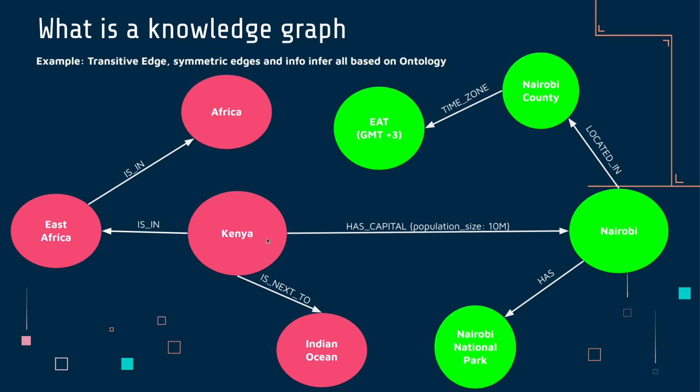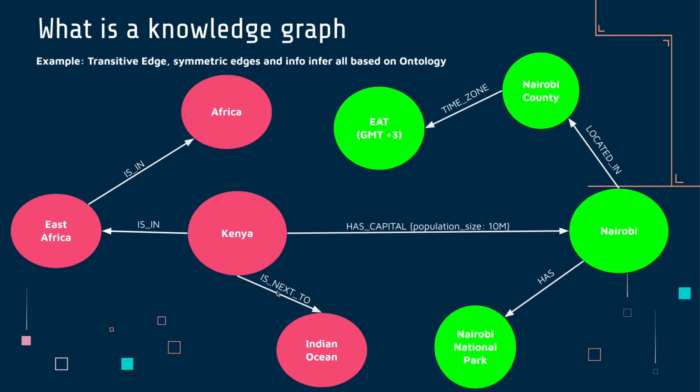Okay, now let's go right here. We also have symmetric edges. Let's say that Kenya is next to the Indian Ocean. If I say that Kenya is next to the Indian Ocean, I don't have to have another arrow going backwards saying the Indian Ocean is next to Kenya. This is what you call a symmetric edge. Since Kenya is next to the Indian Ocean, then the Indian Ocean is next to Kenya as well. So we could draw another arrow right here, and we can have the same relation.